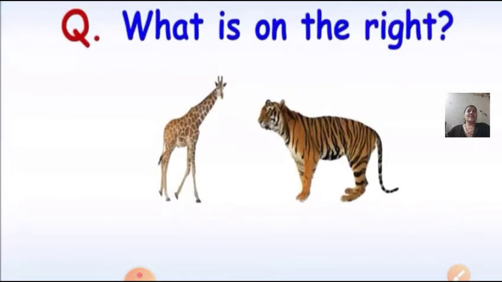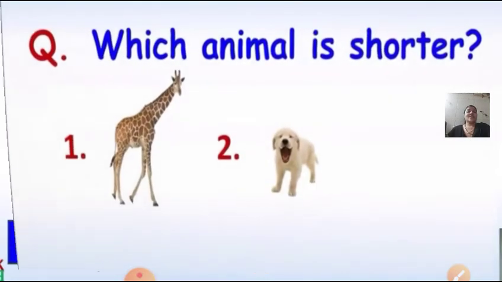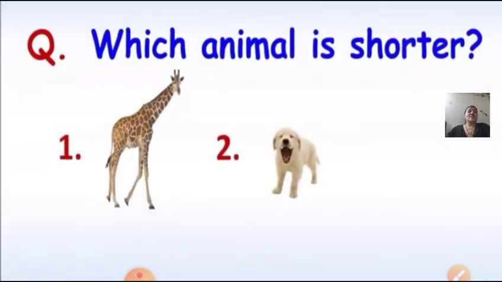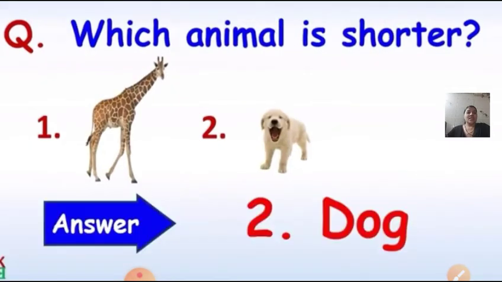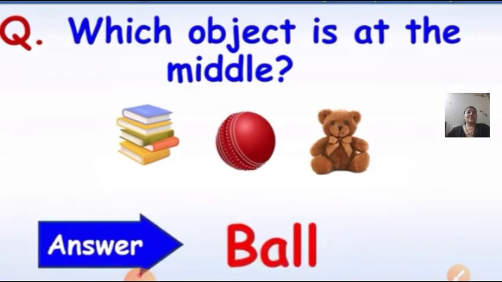What is on the right? Yes, what is on the right? A giraffe or a, yes, the correct answer is tiger. Very good. Now see the next question. Which animal is shorter? Dog or a giraffe? Yes, a dog. Very good. Which object is at the middle? Yes, ball. Ball is at the middle.